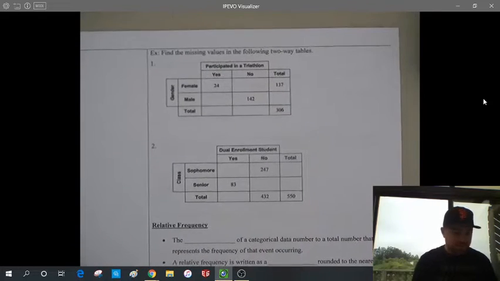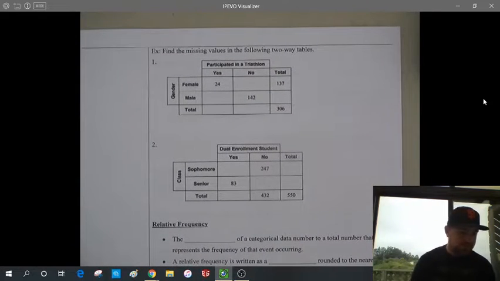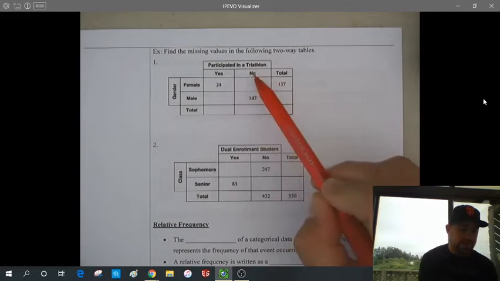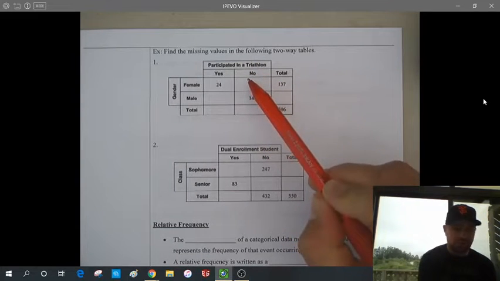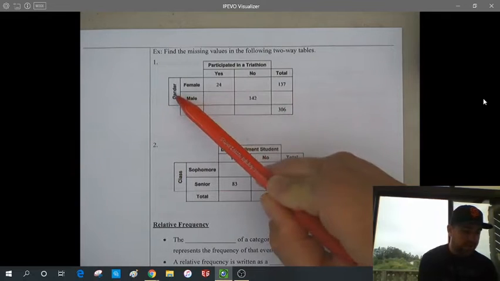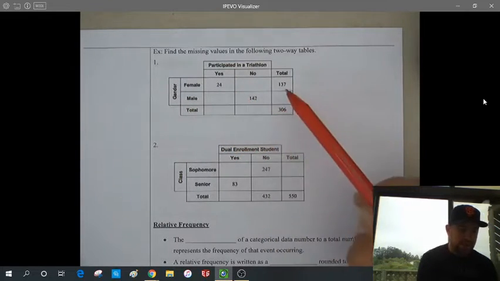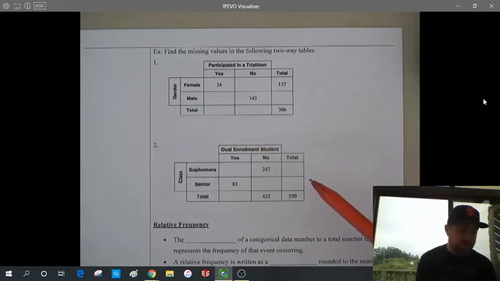Okay, so that's what we're being asked to do here in the first example. The example says, find the missing values in the following two-way tables. So this was participation in a triathlon, whether they participated or not, so either yes or no, and then the gender of the individual, either female or male. And so we have some of the numbers filled in here, but we're missing some.